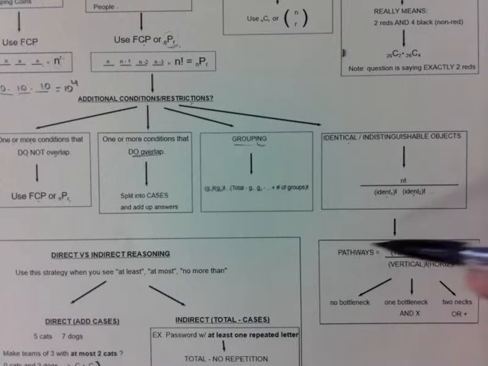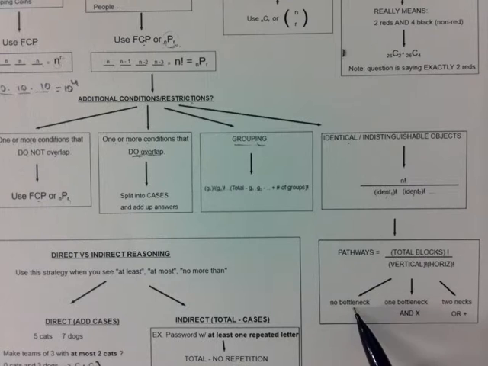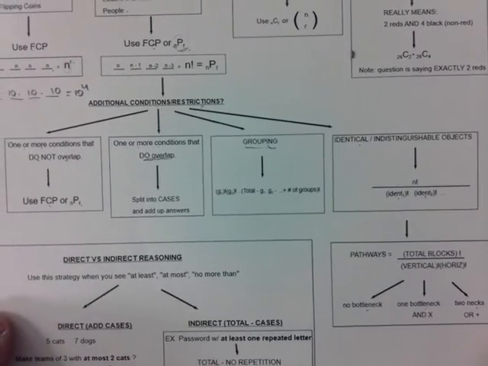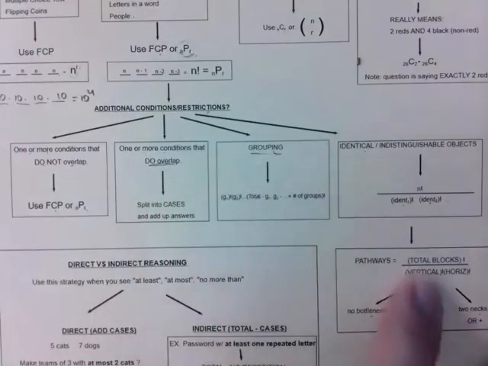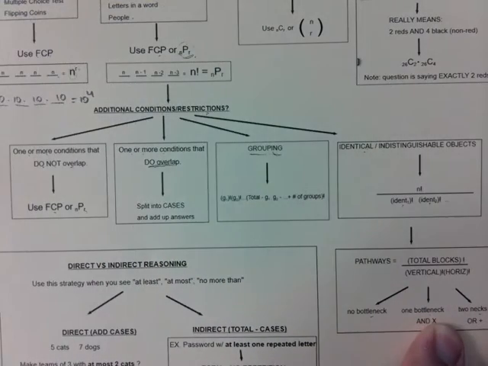There's another branch here. If it's ever pathways, there are your 3 pathway options: no bottleneck, 1 bottleneck, and 2 necks. Sorry, I couldn't fit bottlenecks in there. And so those are your options there. Okay, so basically, permutation takes up most of our paper here, right?